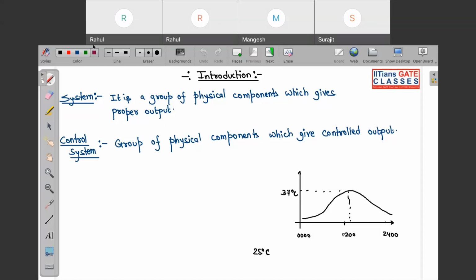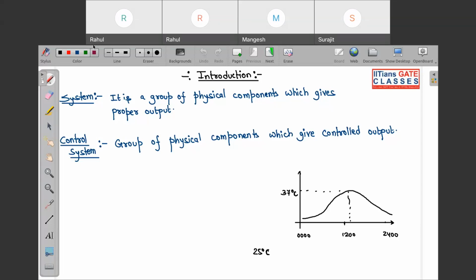So first let me tell you what is control system. Okay, so what do we mean by a system and what do we mean by a control system? So system is basically what? It is actually an interconnection of components that gives you an output. Okay, interconnection of components that gives you output.